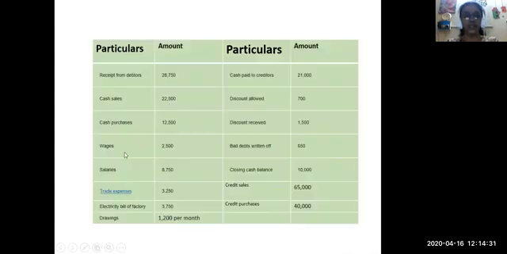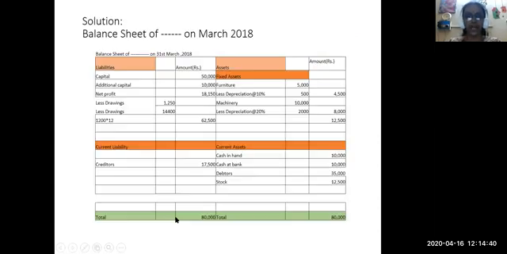Next, in the data sheet, it is given drawings 1,200 per month. This is drawings in the form of cash. That drawing has to be deducted from the capital amount, 1,200 into 12, so that comes to 14,400. So the total after deducting this 14,400 comes to 62,500.